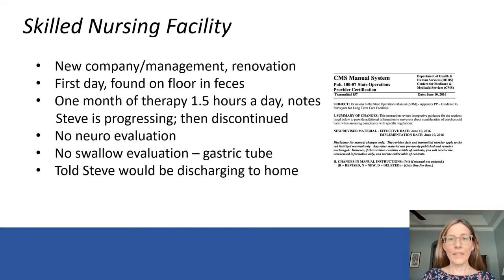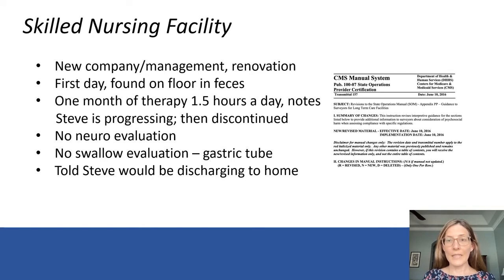I want to set the stage for what was occurring at the skilled nursing facility. Now, Steve has spent over 2 weeks in the trauma ICU, 2 weeks at a specialty care hospital getting weaned off a ventilator, and then was discharged to the SNF. The family did not know, but the SNF had recently been bought by a new company. It was under new management and had recently undergone a renovation. On the first day, Steve was found on the floor in his feces.